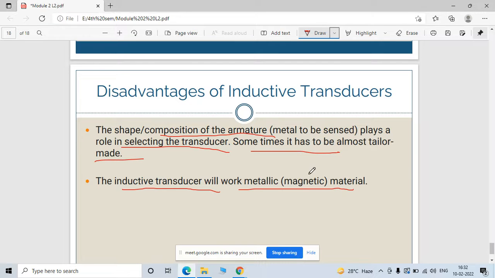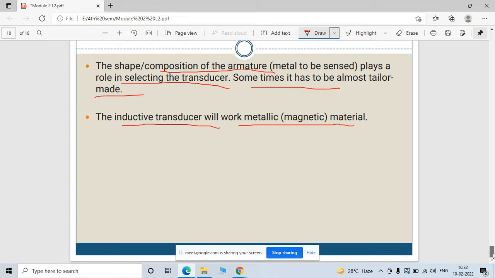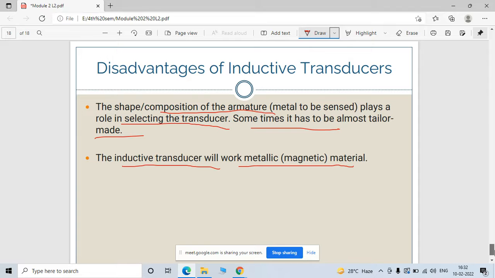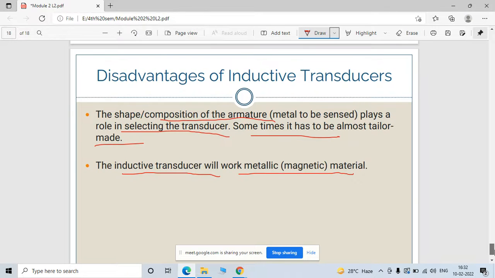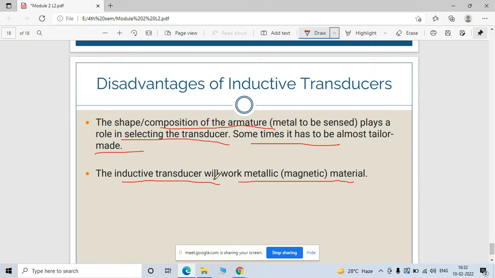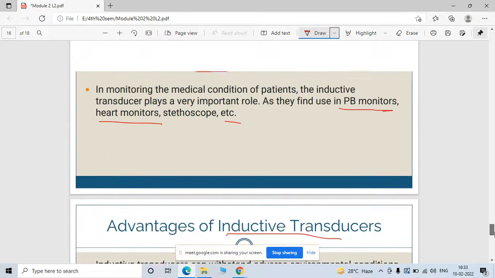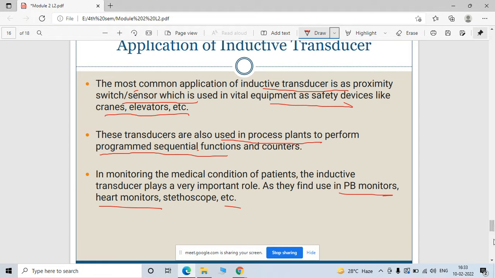So at some point of time this becomes a disadvantage for this inductive type of transducer, because there are so many adverse effects that happen when you use this transducer in different applications. So the actual machine will be affected by this point. Okay. So at that time this point becomes a disadvantage of this inductive type of transducer. So this is the inductive type of transducer.